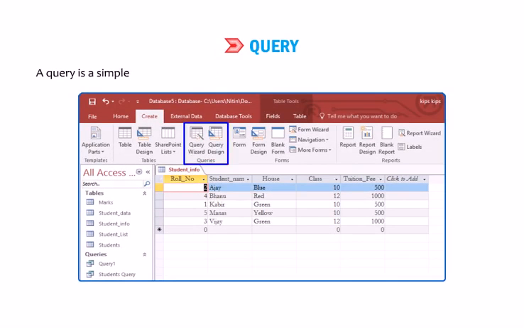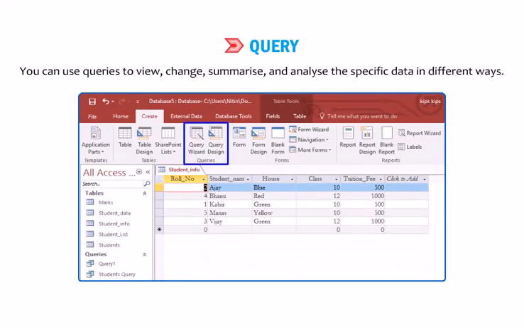A query is a simple question that you ask to find specific information from the database. Similarly, in Access, when you build a query, you are defining specific search conditions. You can use queries to view, change, summarize, and analyze the specific data in different ways.